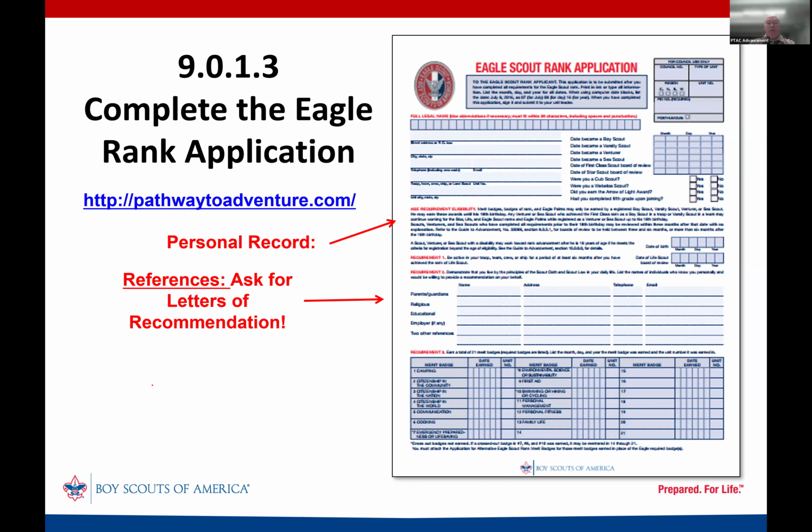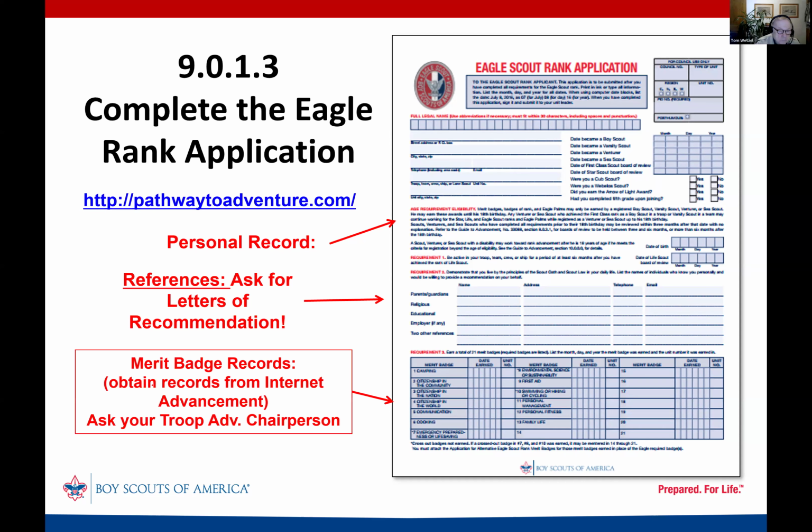Another item inside of here is the listing for letters of recommendation. If you remember, requirement 2 talks about the scout demonstrating that they live by the Scout Oath and Law. A big difference between the Eagle Scout Board of Review and other boards of review is that for the Eagle board, the scout is required to get letters of recommendation from others that attest to them living by the Scout Oath and the Scout Law. So these letters of reference are from the people the scout is going to ask to fill out these references for them.